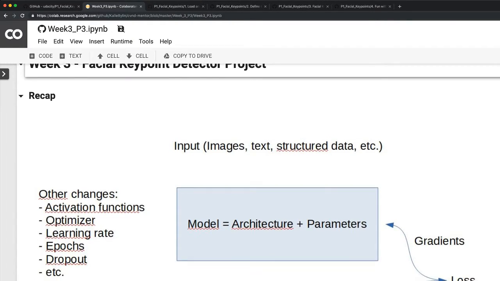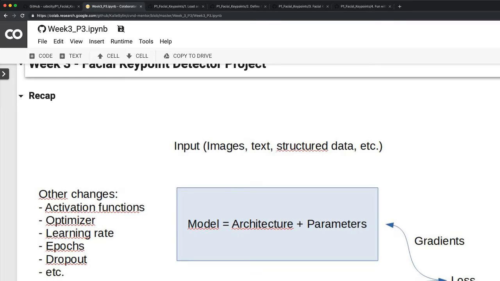So the first thing we're going to do is a quick recap on how our deep learning models work. Basically, we have this input, which can be images, text, structured data, whatever, a lot of different things. We have our model, and out on the other side we get our output. And this model, you can basically think of as an architecture plus parameters. The architecture is how you choose it, the way it's built, and the parameters are all these weights and biases inside of the model. And these are learned throughout the process.